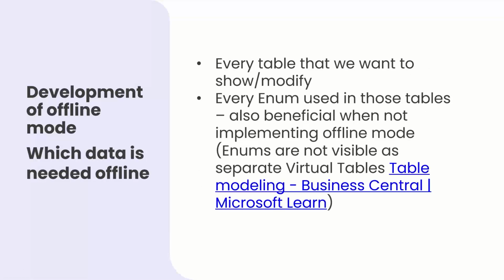So which data is needed offline? Pretty much every table that you want to show or modify in the offline mode. Quite straightforward. And you have to remember that with those tables, also the enums that are used in those tables. And finding an enum in your database, like those values that you have stored in the BC enum that are then modeled to a database, is not so easy. So I will show you this right away.